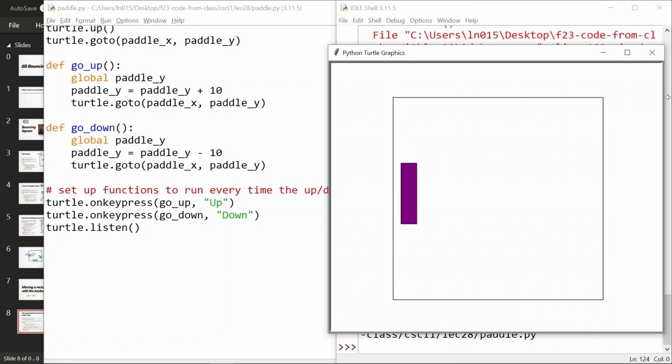So here I am pressing the up arrow, and it's running that function every time I tap the up arrow. Cool. Every time I tap the down arrow, it's calling the go down function. And you can hold it in. Whee! Any questions about that? Does that make sense? Not horrible. I'm changing the location of the turtle every time it's running that function, the go up or the go down function.